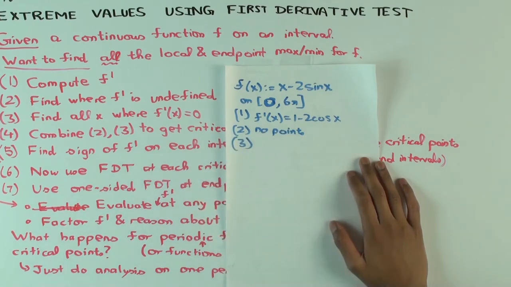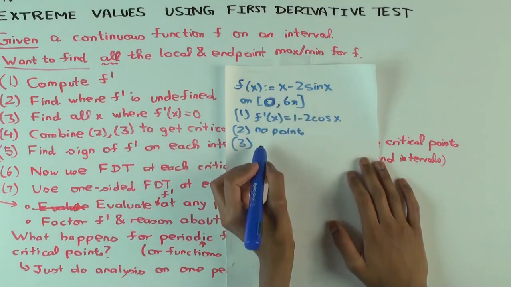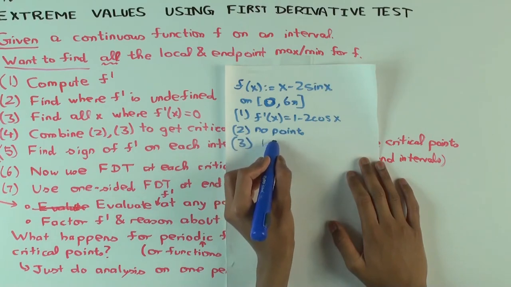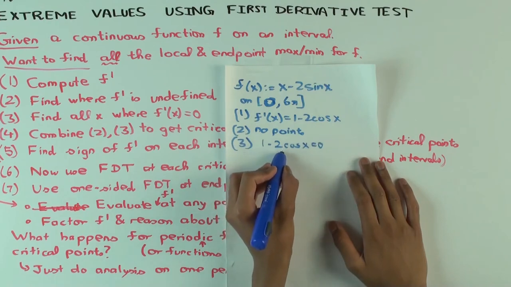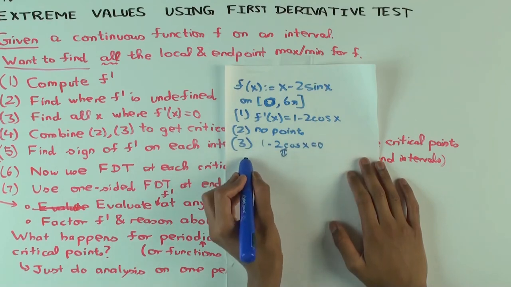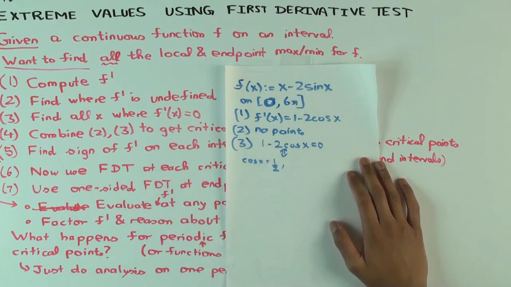Find all x where f prime x is 0. So we're trying to solve, remember, where the derivative is 0, not the original function. We're trying to solve 1 minus 2 cosine x is 0. What does that give you? Cosine x is half. So pi over 3. Pi over 3 is one such value. What are the others?